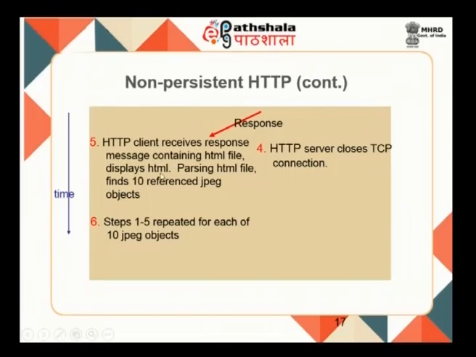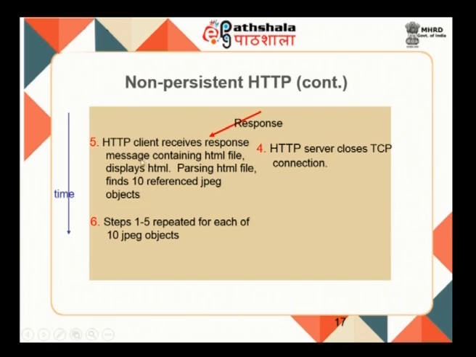Once the response is received, the HTTP client will receive the response containing the HTML file and display the HTML file. Now, on parsing the HTML file, it will find that there are 10 referenced JPEG objects. So, what will it do now? It will repeat the same steps 1 to 5 for each of these 10 JPEG objects.